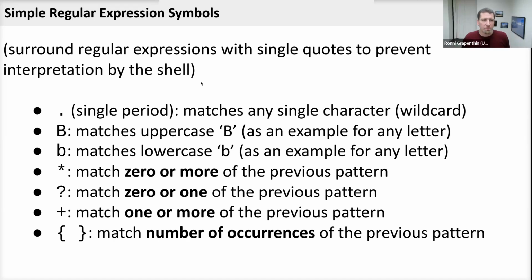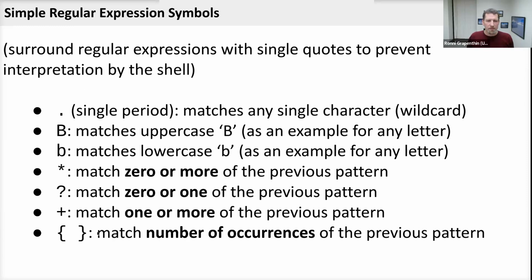So what are some of these simple regular expression symbols? A single period matches any single character. It's a wildcard. A capital B, or any capital letter, matches an uppercase B. Same with the lowercase b, or c, d, e, f, whatever you want to put in here. Letters are there to be matched. The asterisk means to match 0 or more of the previous pattern. The question mark matches 0 or 1 of the previous pattern. The plus matches 1 or more of the previous pattern.